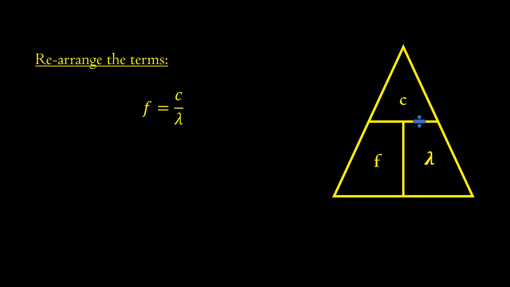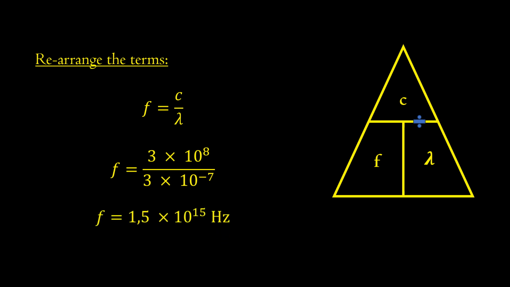Now it is just a matter of substituting the known values for the speed and the known values for the wavelength. So we get that f equals 3 multiplied by 10 raised to the power of 8 divided by 3 multiplied by 10 raised to the power of -7. And we get the answer as 1.5 multiplied by 10 raised to the power of 15 hertz. So you get your first mark for doing the correct substitution, and your final mark for the answer.